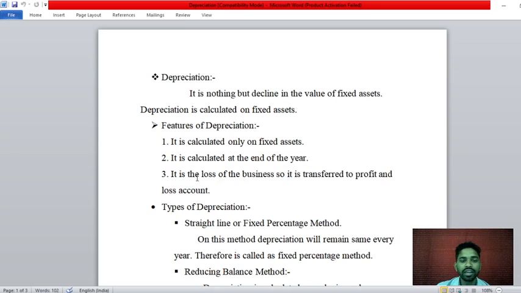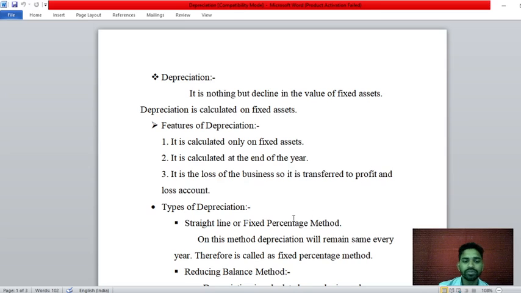Next, the loss of depreciation is to be transferred to the profit and loss account. While preparing the balance sheet, we need to prepare the profit and loss account. Whatever depreciation we ascertain, we have to pass in the debit side of the profit and loss account.